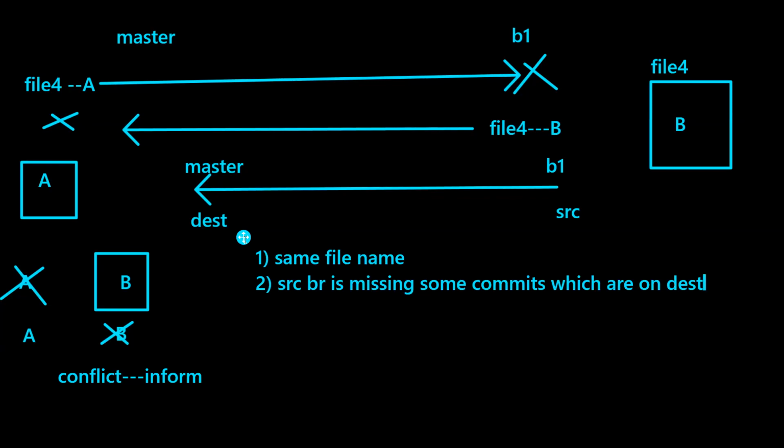So here the source is B1. Which commit is the B1 branch missing? Commit A, exactly. It is missing commit A, which is on master. See, I'm writing the whole sentence for you to analyze it thoroughly.